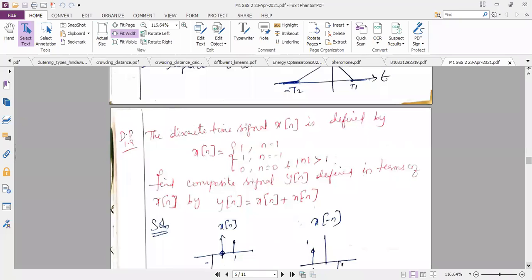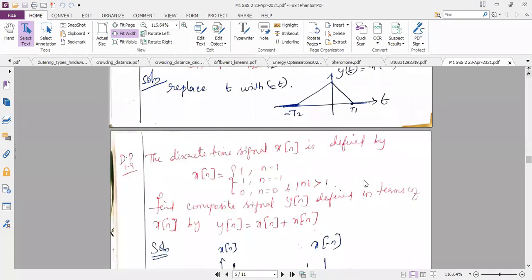A discrete time signal. You please write down this question. These are all the questions which I have taken from the prescribed book. The discrete time signal x of n is defined by, you please write down, x of n is equal to 1 at n is equal to 1 and minus 1 at n is equal to minus 1. I think this is the first time you are studying discrete time signal. So if they give the data like this, you should know how to plot it first. Then we will go for the output, what they are asking.